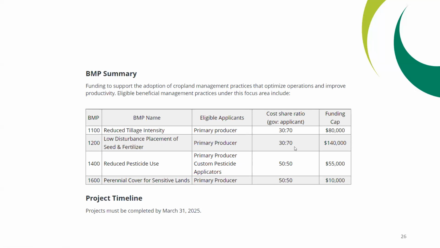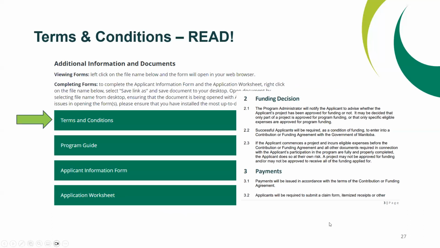The details are given here on the website, the cost share ratio and the funding cap for each of the BMPs. Projects are to be 1 year in length, starting April 1st, 2024 and completed by March 31st, 2025. Just keep in mind that this basic information about the funding streams and the BMPs is all on the website. If you want the more detailed information, you must read the program guide.